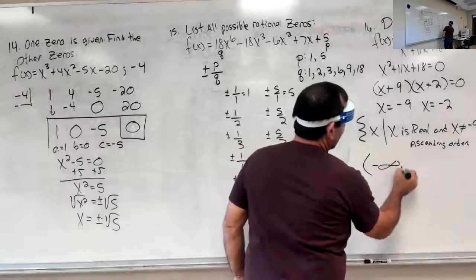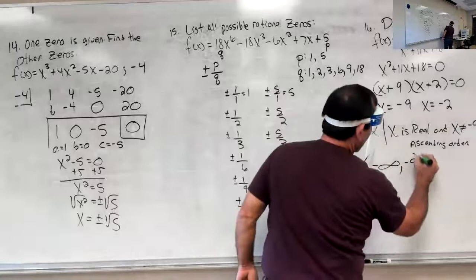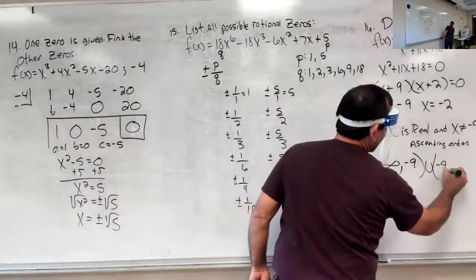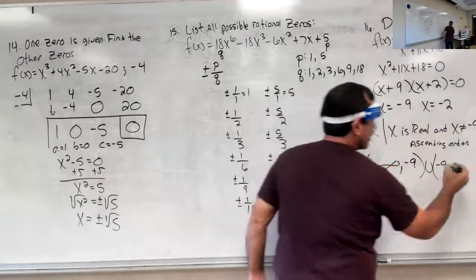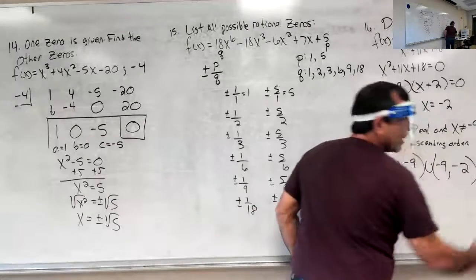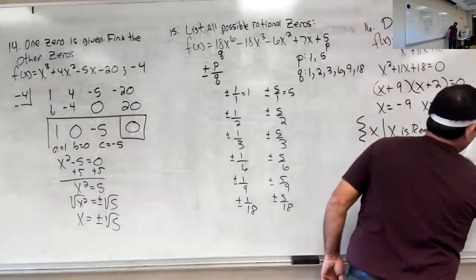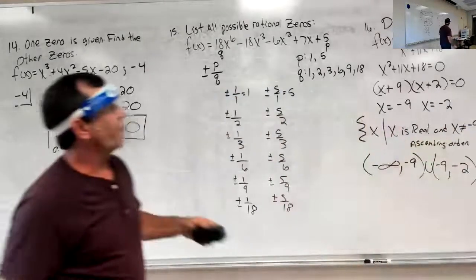So it starts at -infinity until it hits that -9. Then we're going to union around that -9 until we hit that -2. Then we're going to union around that -2 till we hit positive infinity.